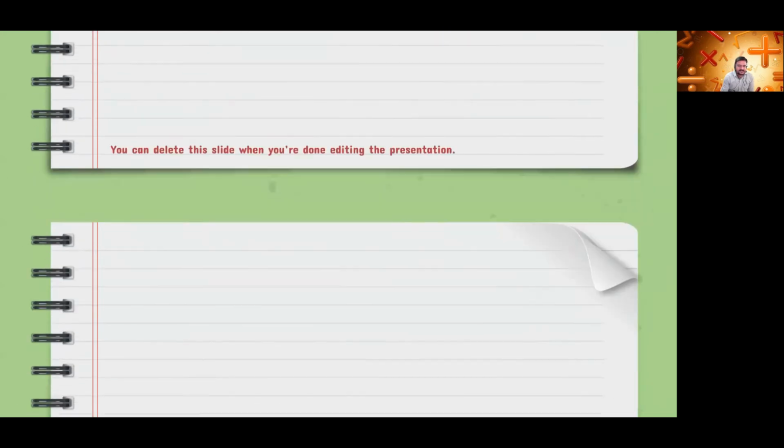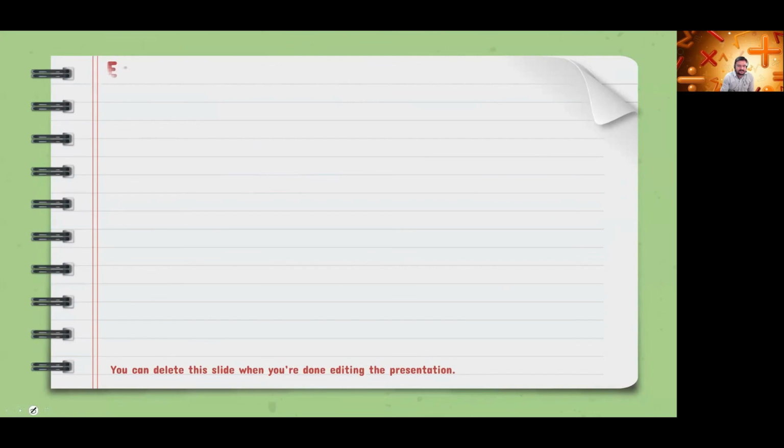Okay, next one. Exercise 6.1. Reva, you have to take the books from school. If your books are over, you should collect them from school. Okay, extra CWs. Okay, first question of exercise 6.1. Who will try this?